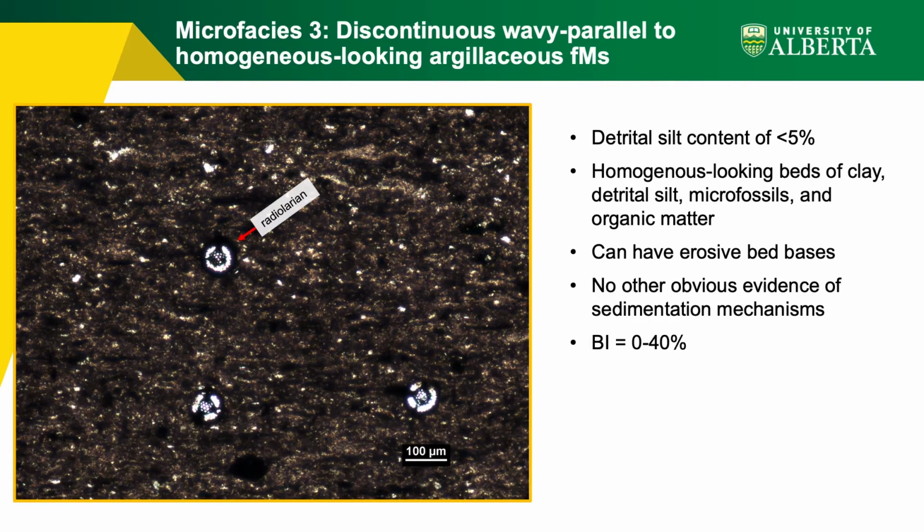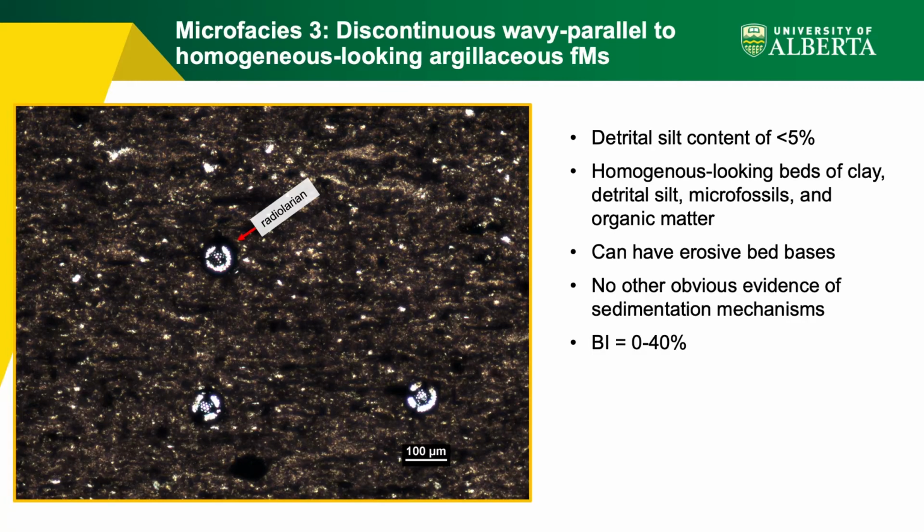Similar to the detrital silt grains, radiolarian and conodont microfossils occur dispersed throughout the sediment as opposed to being concentrated along specific bedding planes. And so we can see that in the photomicrograph here, where you have 3 radiolarians dispersed throughout the matrix, almost floating throughout the clay matrix.